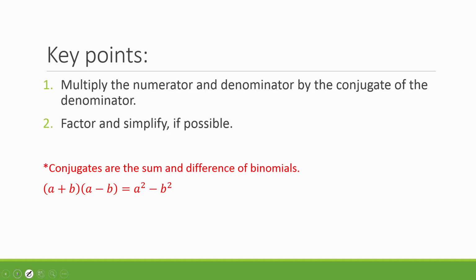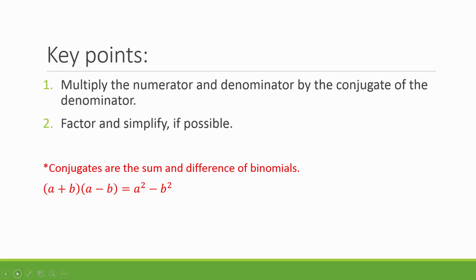Hello everyone and welcome to Rationalizing Denominators that have binomials in the denominator. So again, when we rationalize our denominators, we are trying to clear out the radical out of our denominators. Now, to rationalize a denominator that has a binomial in your denominator, we want to multiply the numerator and the denominator by the conjugate of the denominator. Factor and simplify if possible.